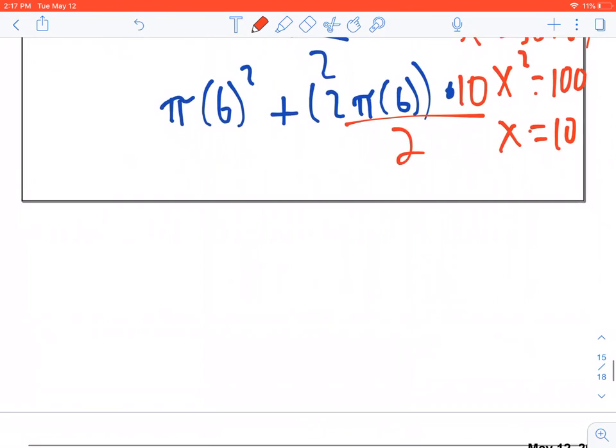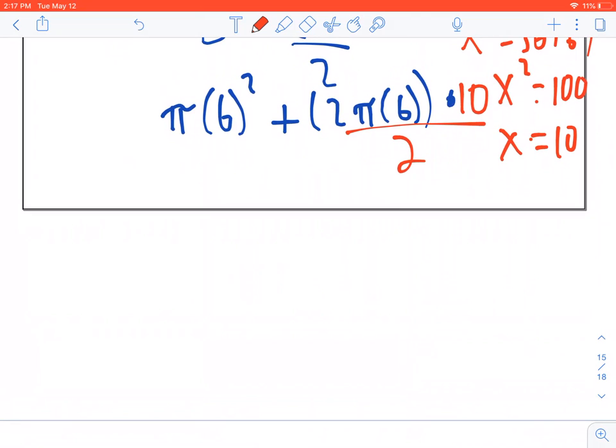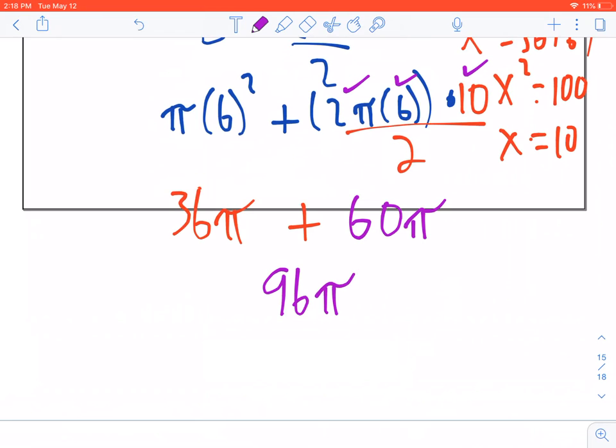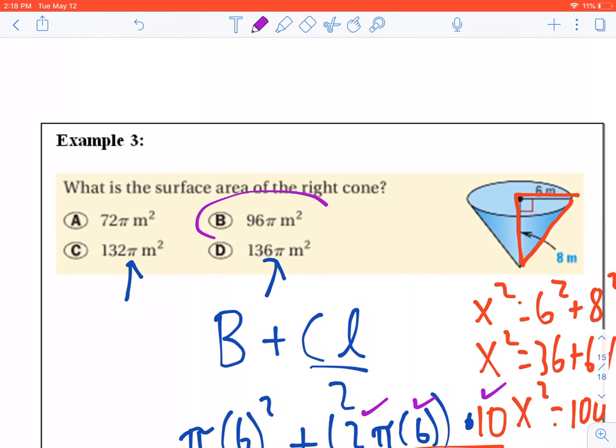Now, here's the key. When we go to do these, we want to leave our answer in terms of pi, because all of our choices actually have pi in the choice. So, 6 squared times pi is going to be 36 pi. Plus 2 times 6 is 12, times 10 is 120, divided by 2 is 60. So I have 60 pi. 36 pi plus 60 pi gives me 96 pi. So looking at my choices, it is choice B. Right, and that's how we work with surface area.